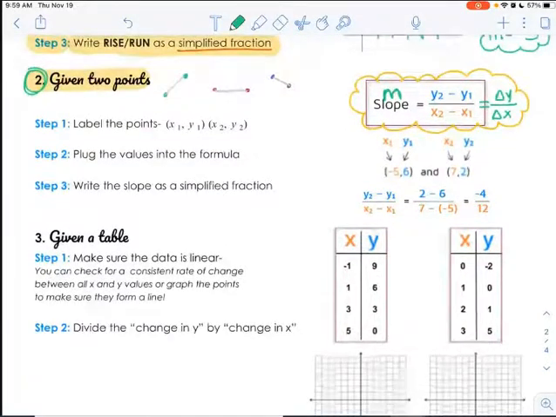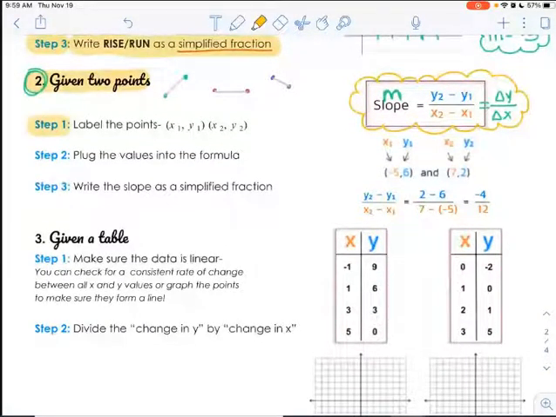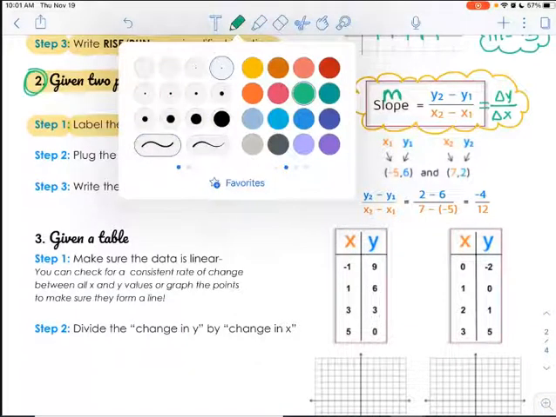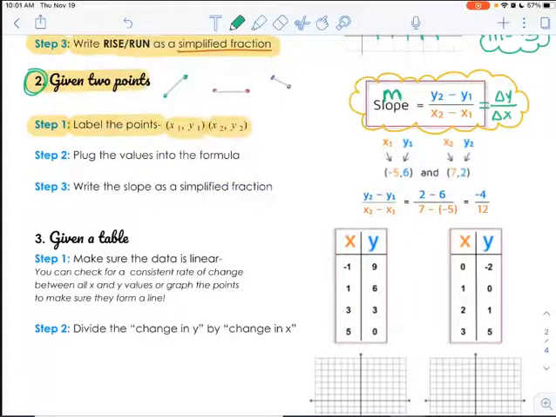So step 1, and if you're handwriting your notes, make sure you get these down. You must label the points. We're going to label the points x1, y1, and x2, y2. Remember, we're going to be given 2 points. So for that first point, you're going to have your x1 and your y1. And then on the second point that you're given, you're going to have x2, y2.